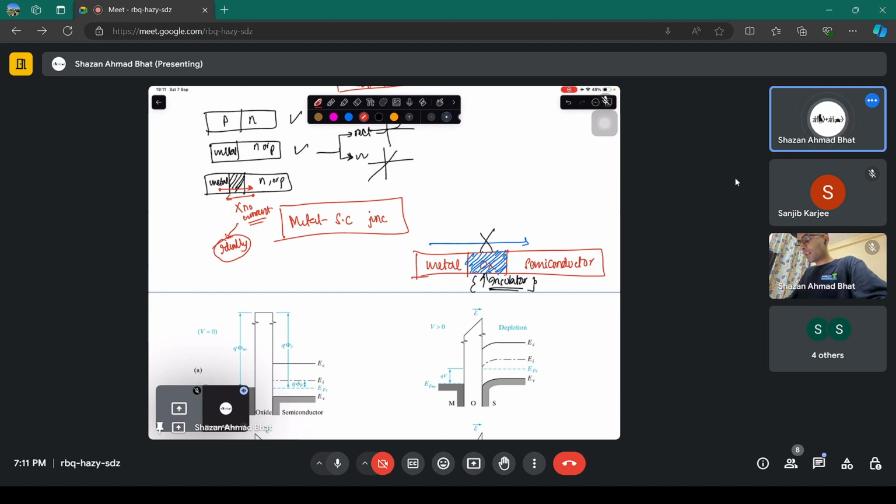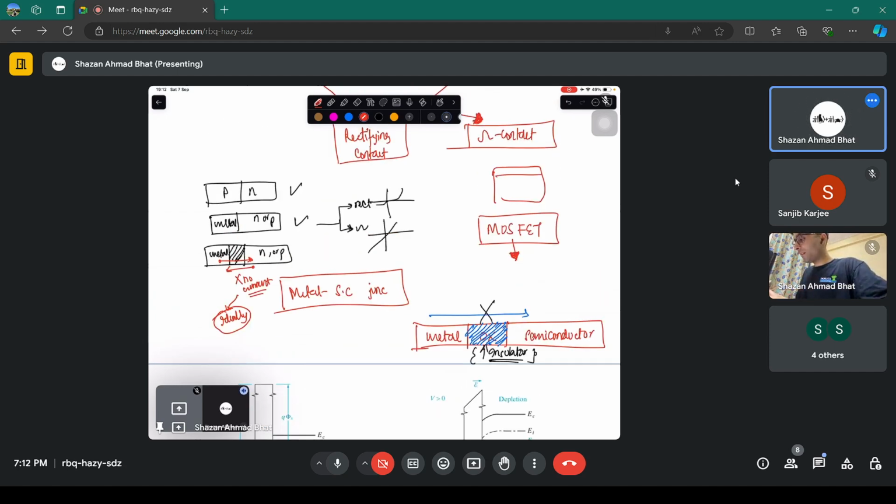Because we want to just modulate the carriers in the semiconductor with the help of voltage applied to the metal. We don't want the conduction to happen in certain devices, not in every device. In devices called MOS, metal oxide semiconductor field effect transistors. This is the basic building block of a processor or anything you are using right now. So that's why we are shifting to this.